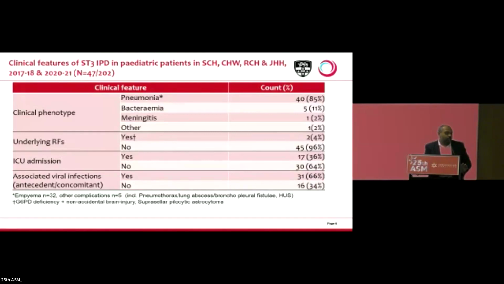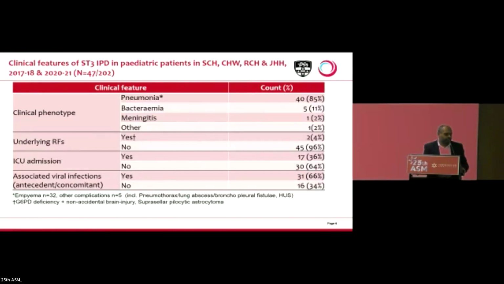So a bit more about serotype 3 disease. So some clinical features of serotype 3 disease. So this is from data that we collect of pediatric patients, all IPD cases, clinical data across these 4 hospitals. So Sydney Children's Hospital, Children's Hospital Westmead, Royal Children's here in Melbourne, and John Hunter Hospital. So this is data for those 4 years, 2017, 18, and 2021. We had 200 odd cases, and of that, about 1/4 were due to serotype 3, so similar to the national data.